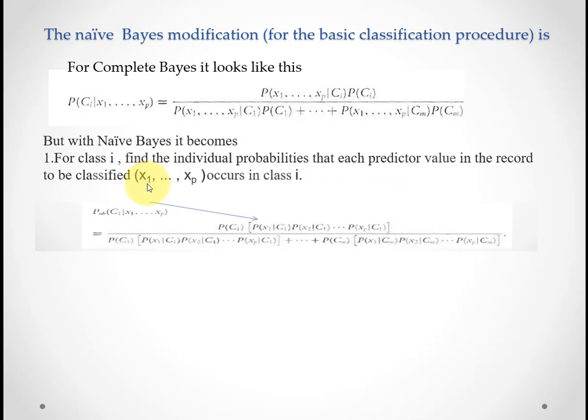So we're going to have some record which we want to classify. There are going to be a bunch of values for the predictor variables there, like x1 is the value of the first predictor variable, and x2 is the value of the second predictor variable, and so on. So each predictor value in the record: given that it's play, what's the probability of the first predictor variable value? Given that it's play, what's the probability for the second predictor variable value, and so on till the end? Given that it's play, what's the probability of the last predictor variable value?